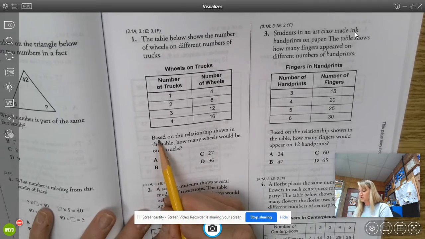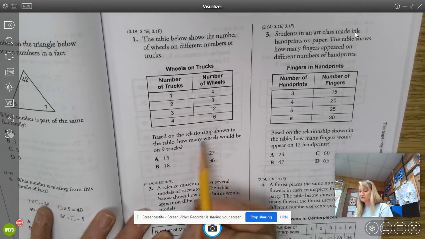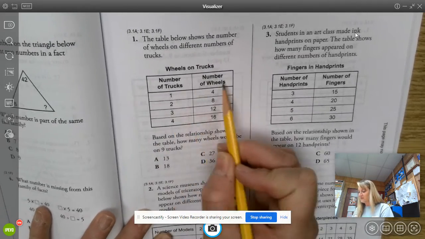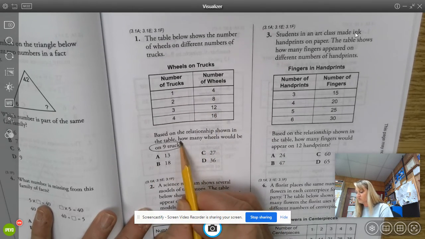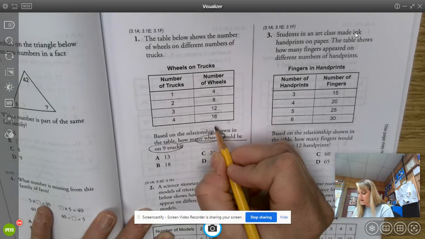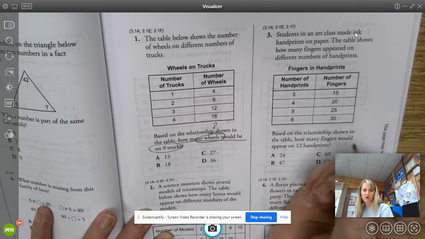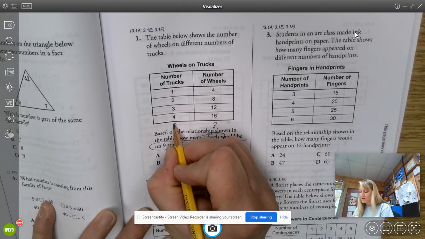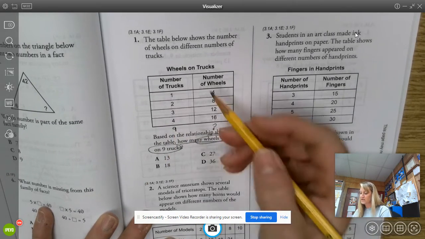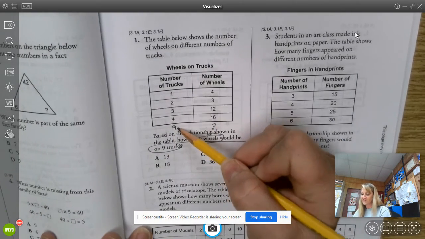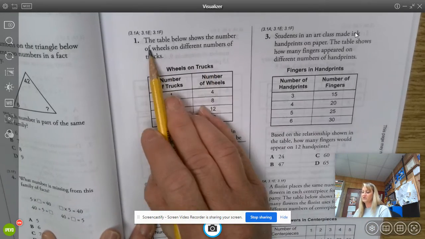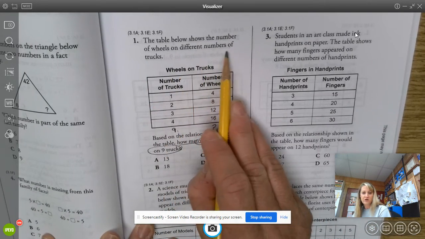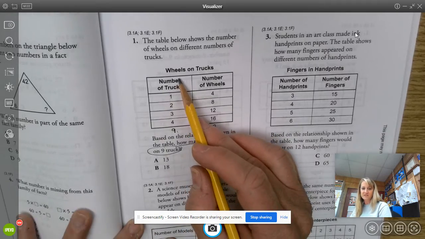Based on the relationship shown in the table, here's the relationship, all of it. How many wheels would be on 9 trucks? We're looking for how many wheels. So this right here, we're looking for if there was 9 trucks. And this is the number of trucks. There's 9. We're trying to find the number of wheels. The title says number of wheels. The table below shows the number of wheels on different numbers of trucks. Here's the wheels on the trucks.